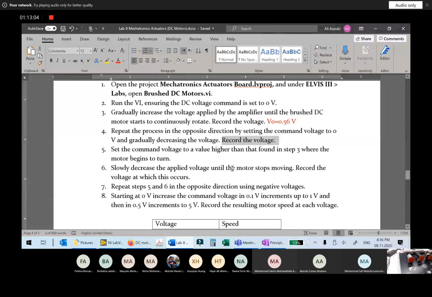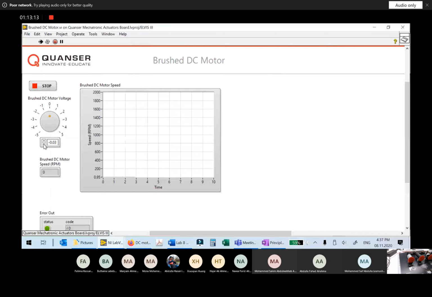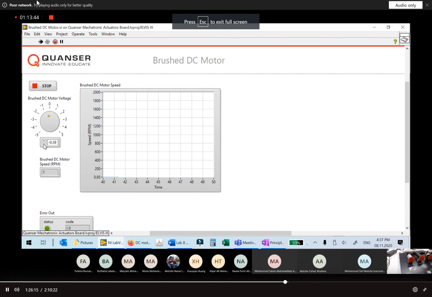Now it tells me to do the same, but reverse the voltage. So I'll zero this. Now I'll start increasing in the opposite polarity. Of course, here in the software, I'm giving a command, and directly the circuitry is handling this, because the DAC has analog output, and this analog output can give positive and negative voltages. This voltage will be amplified using this amplifier or bridge circuit, and eventually the motor will receive that power.